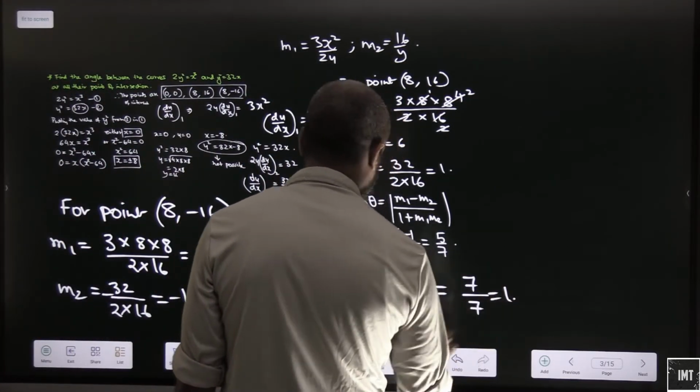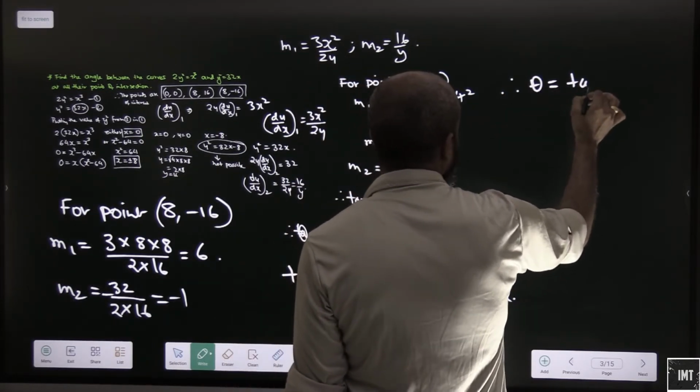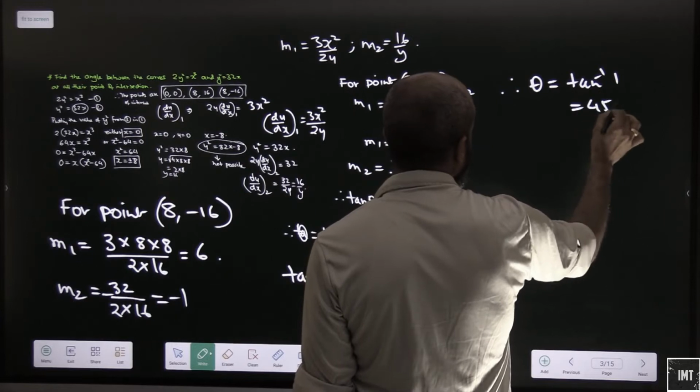So this will be 1. So tan theta is equal to 1. So theta will be equal to tan inverse of 1. That's basically 45 degrees. Okay.